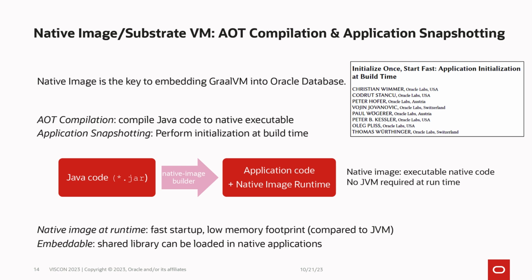So our solution to solve this pipeline is basically GraalVM Native Image. GraalVM Native Image is the key technology that enables Multilingual Engine. That is the technology that embeds GraalVM inside the Oracle database. Now, what is Native Image? Native Image is nothing but a Java application compiled as a native executable that can run without a JVM. It can run without a JVM means that it is a standalone executable.